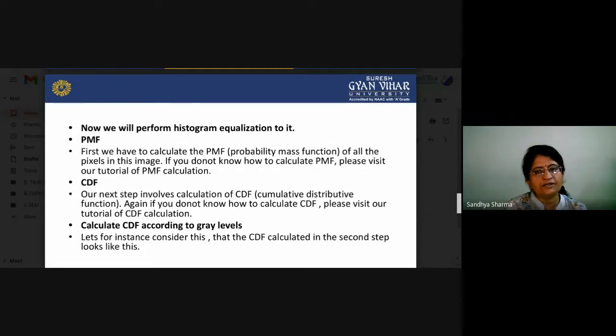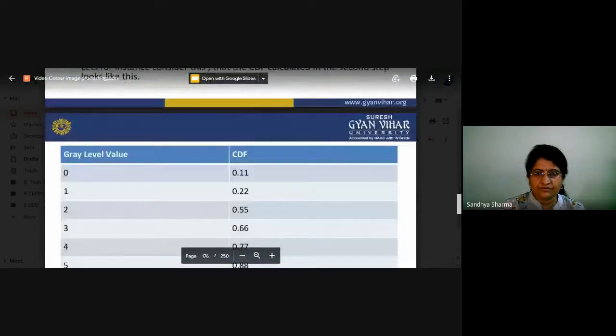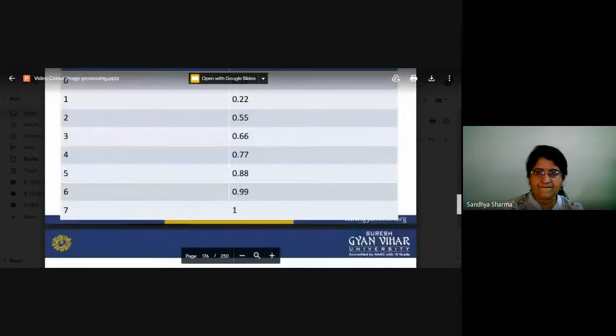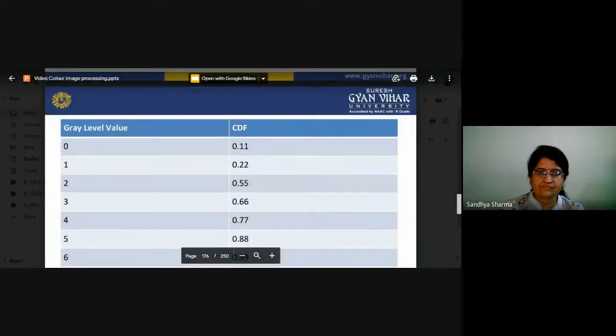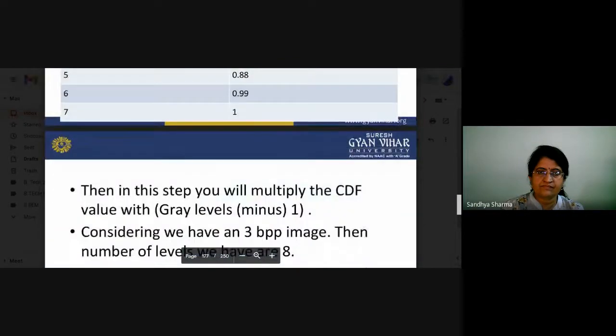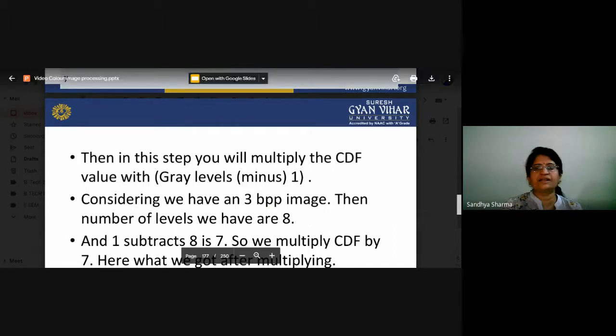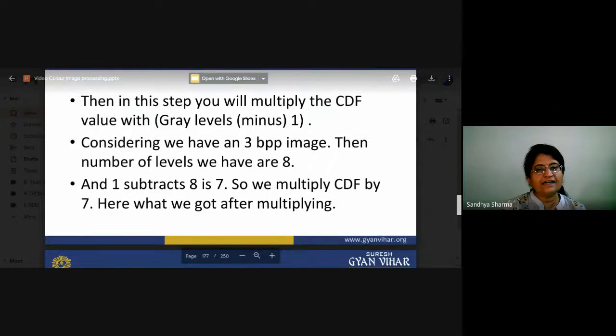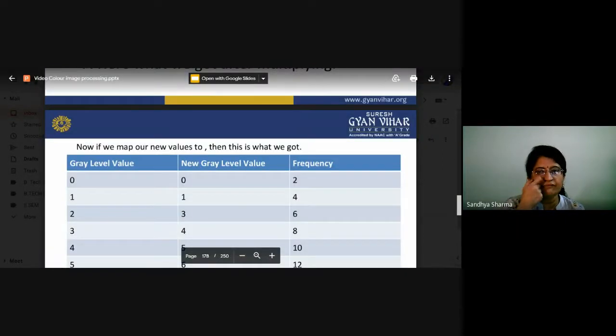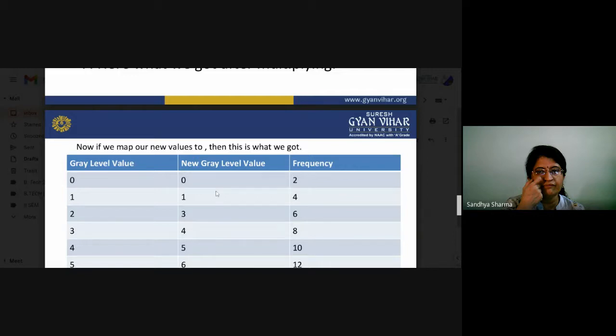Now for the CDF, we have to calculate the cumulative distribution function. So calculate the CDF according to gray level. You can see here that is the CDF. Next, we have to multiply the CDF with the gray level minus 1. Considering we have a 3 BPP image, the number of gray levels is 8, and 8 minus 1 is 7. So we have to multiply all CDF values by 7, and then the new gray levels will be generated.